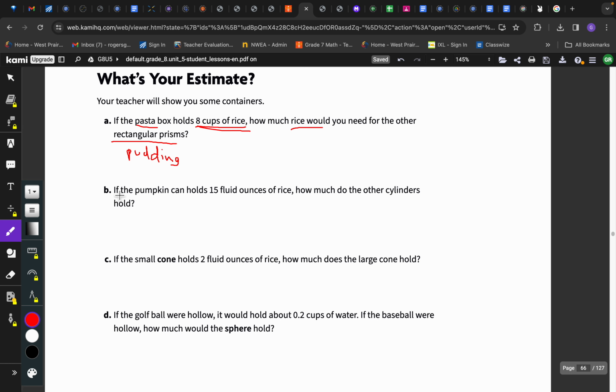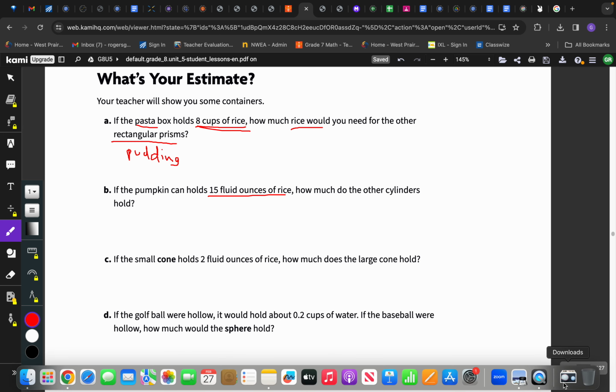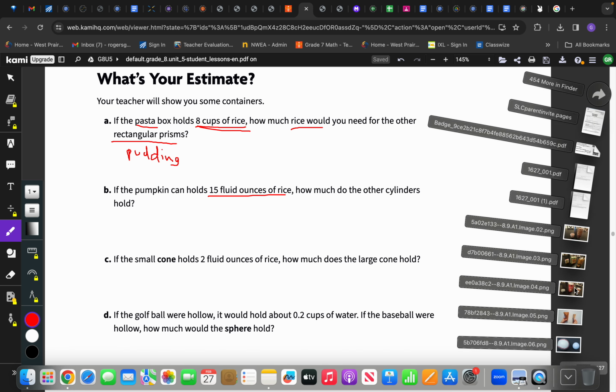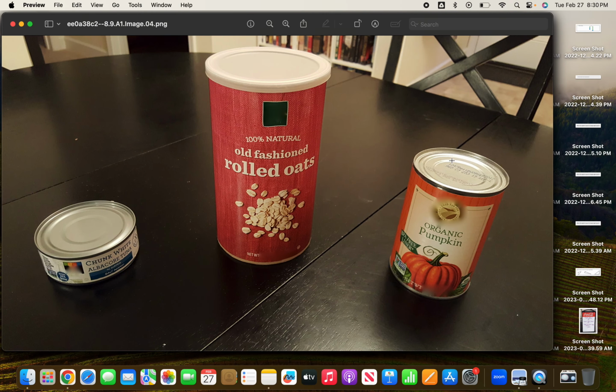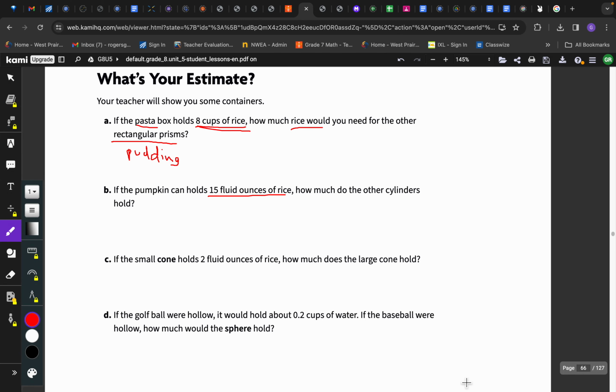Then I'm going to show you another picture. If the pumpkin can holds 15 fluid ounces of rice, how much do the other ones hold? So let's look here. The pumpkin holds 15. So this one over here on the right, that one there, holds 15. What did it say? 15 ounces.